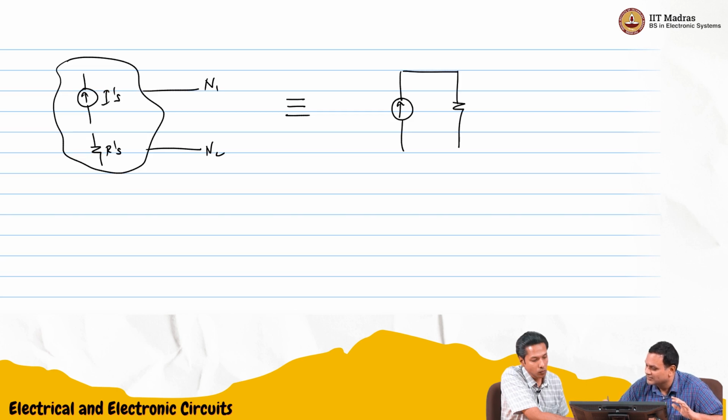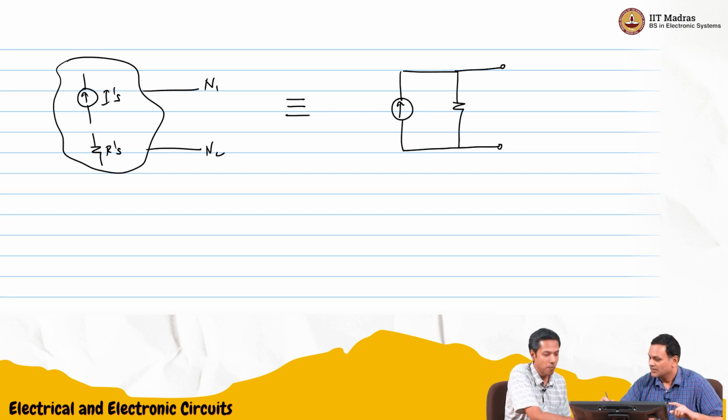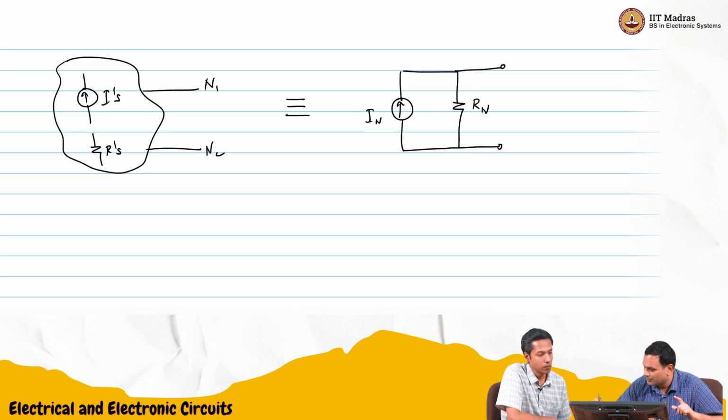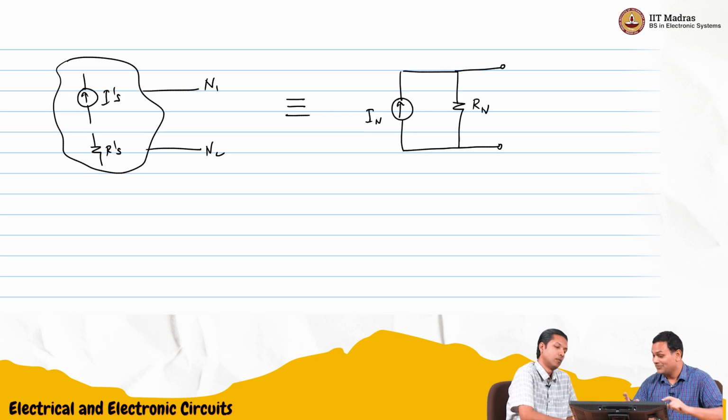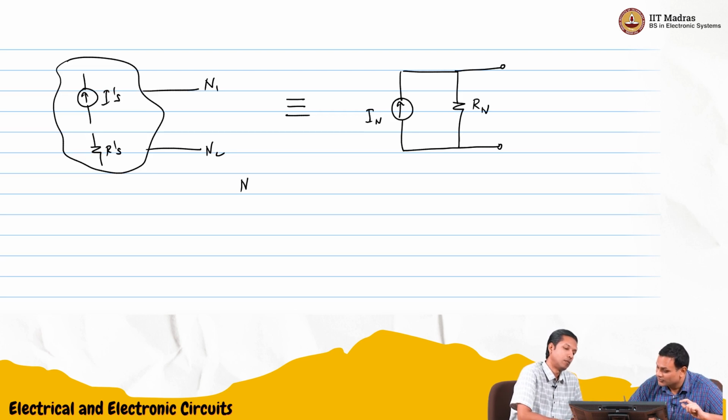So the representation for that would have been like this. A parallel combination of one current source, we'll call that IN, and one resistance Rn. Okay. This theorem is called Norton's theorem or Norton theorem.